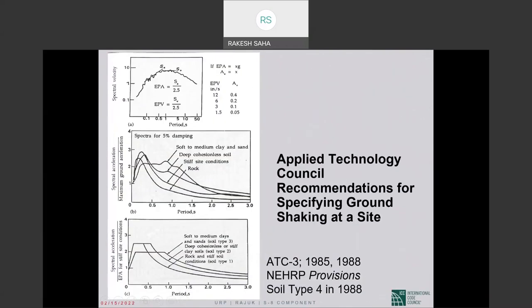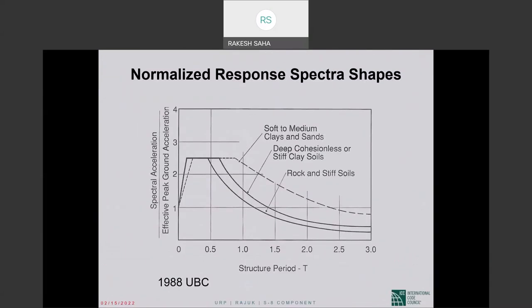ATC3 was followed by the 1985 and 1988 NERP provisions. In 1988, NERP added soil type S4, very soft soil. So those are details for you.